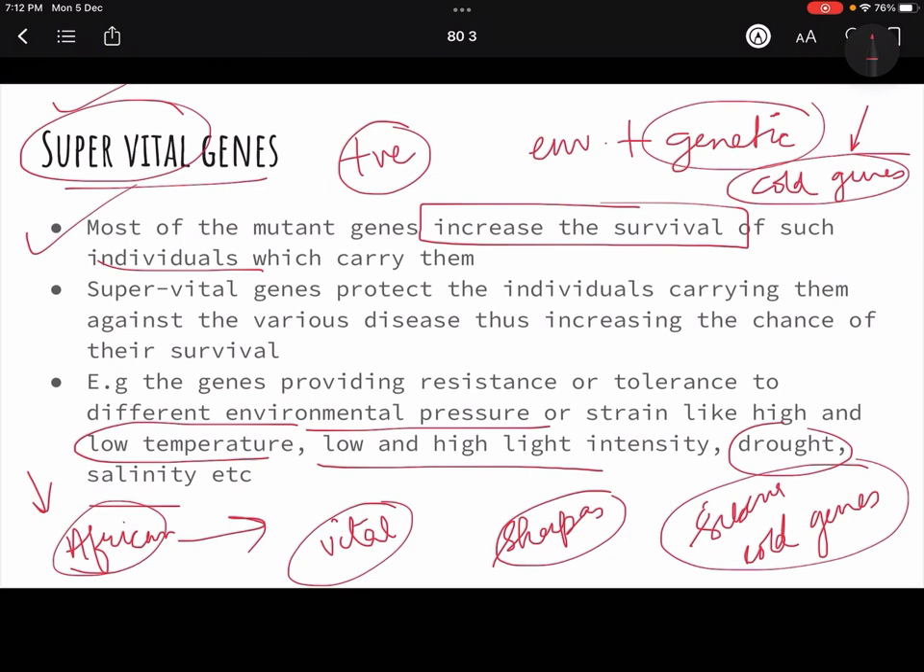And you have got the example also. This is a part of 9.3, do not worry. We are going to cover it there. So understand the concept, and nobody is going to ask you what are super vital genes and examples. So this was just for your understanding. And with this, we have finished our 9.2. Tomorrow we are going to start with 9.3, guys.